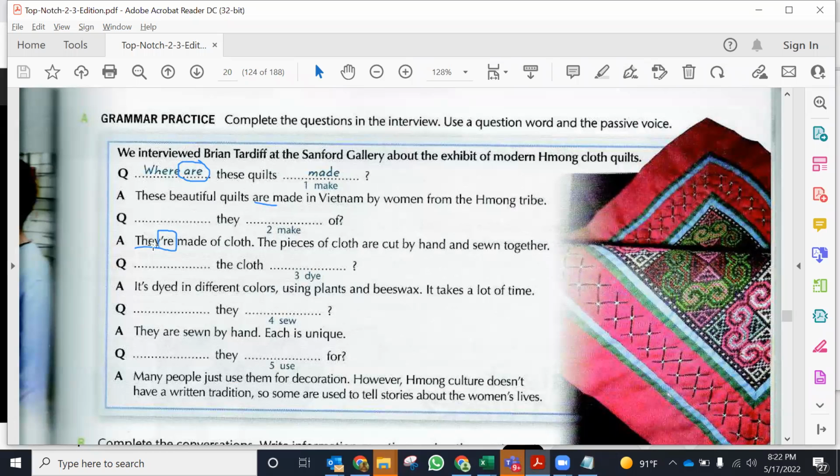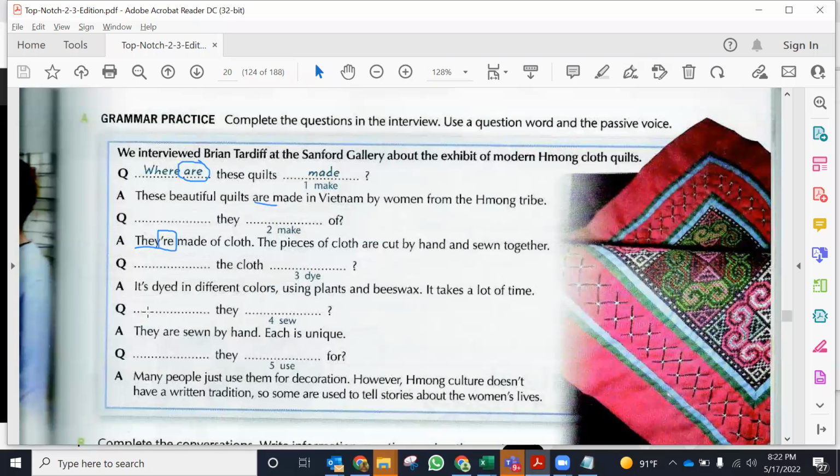O sea, en la respuesta be are, entonces mi pregunta tiene que llevar are. Ahora, ¿qué voy a usar? What, where, when, how. Pues depende de la respuesta. ¿Qué me dice la respuesta? They are made of cloth. Como estamos preguntando they y of, tiene que ser what are they made of? ¿De qué están hechas? ¿Ok?